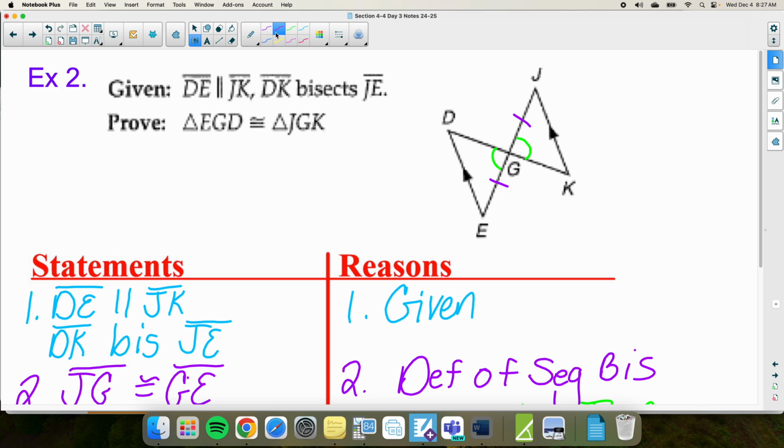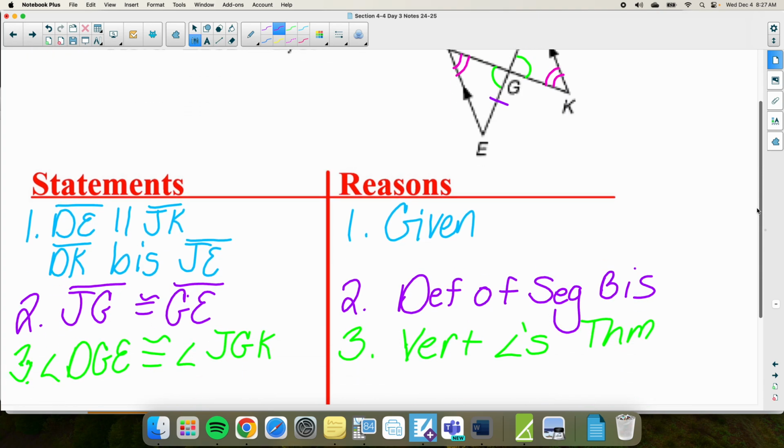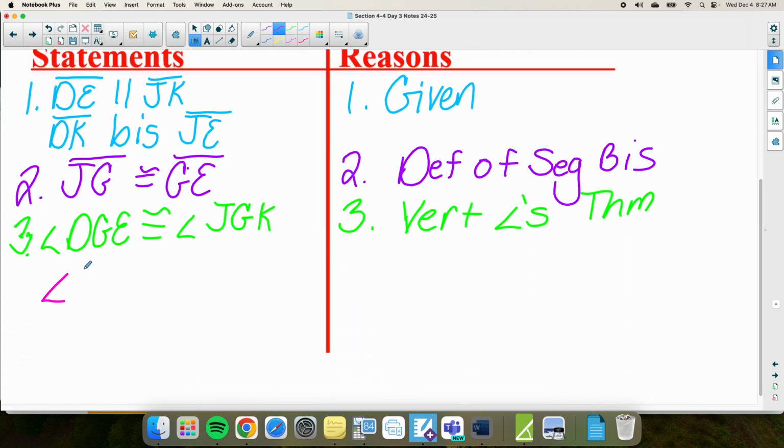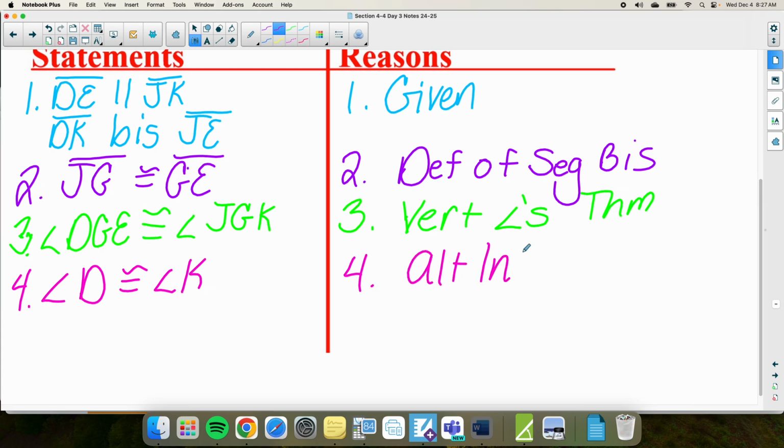Or you could do the vertical and one of the sets of alternate interior. Should we do J and E or D and K? Does anyone care? Let's do D and K, okay? So I'm gonna say angle D is congruent to angle K, and that is by alternate interior angles theorem.